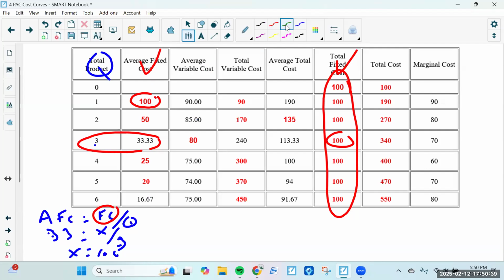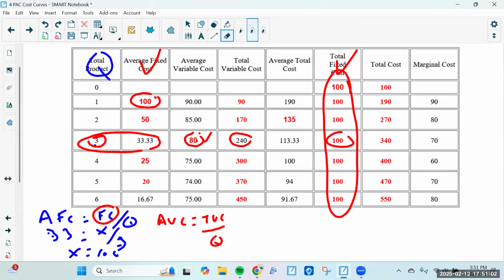Well, how do we calculate average variable? Average variable cost is total variable cost divided by quantity. Now this one varies, so we can't just get one number and be done, right? But we can definitely come right here. Take total variable, 240 divided by 3 is 80. So now that one's done, right? And they can do that different ways.